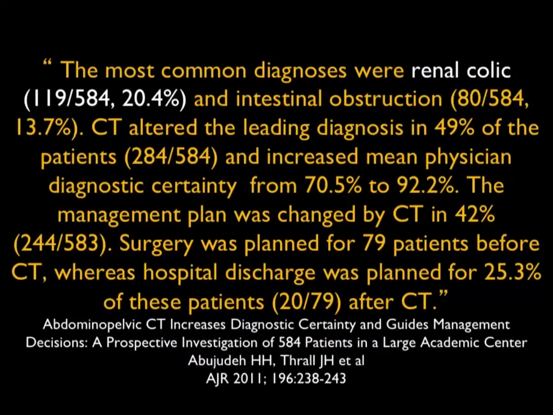Now, the presence of renal disease, things like renal colic, that's the number one ER diagnosis when you look at the abdomen. When you look at the article by Abujudeh and Thrall, when they looked at how successful CT was in the ER setting, 20% of the patients had renal colic, and again, when you're looking at any ER group of patients, the kidney is always going to be one of the most common organs.